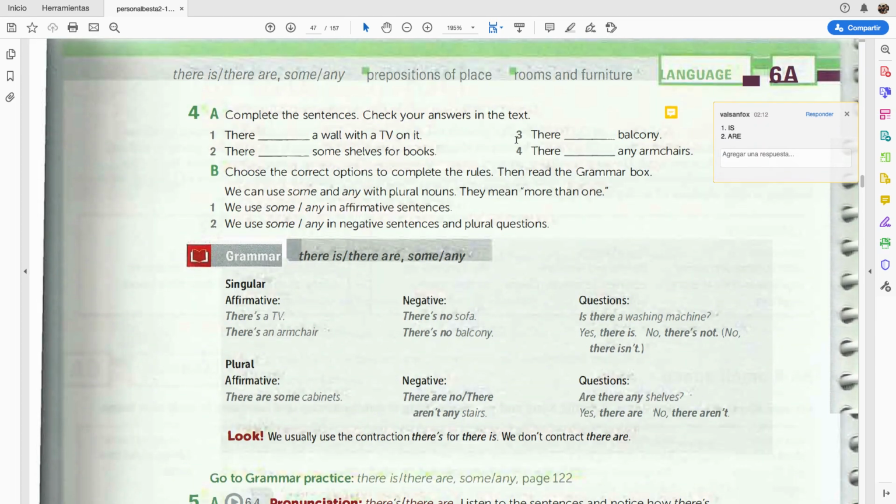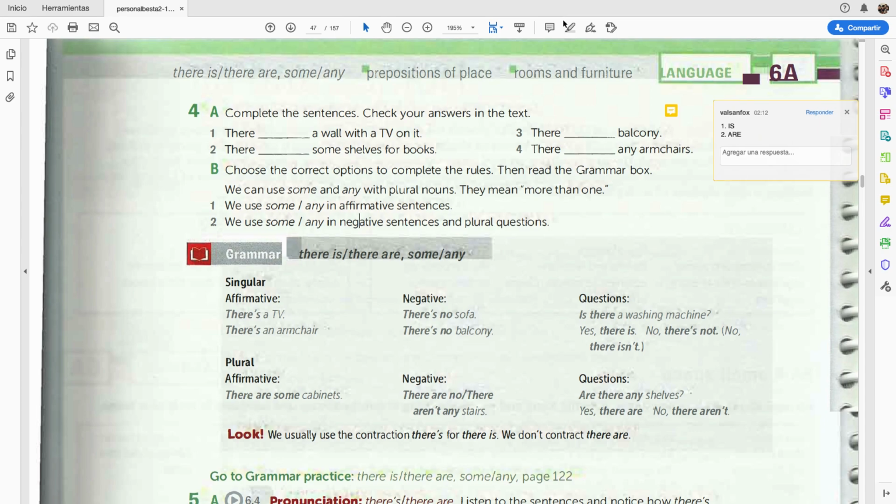Here we need to choose the correct options to complete the rules, then read the grammar box. So, using the information I explained before, here we can say, you can use some or any with plural nouns.